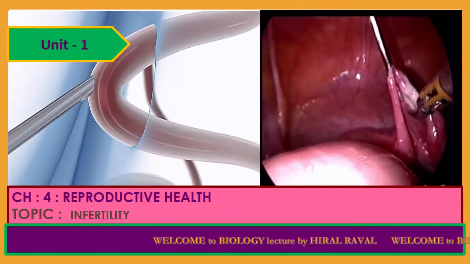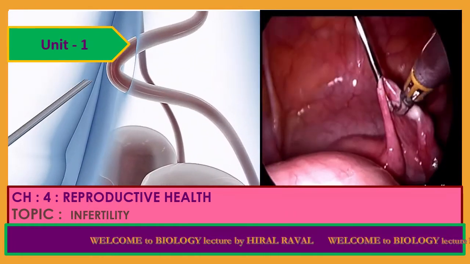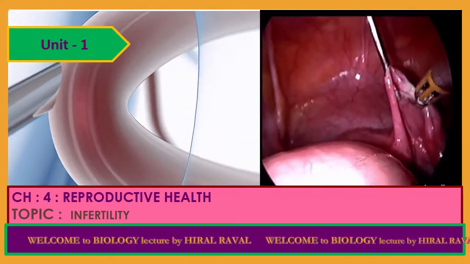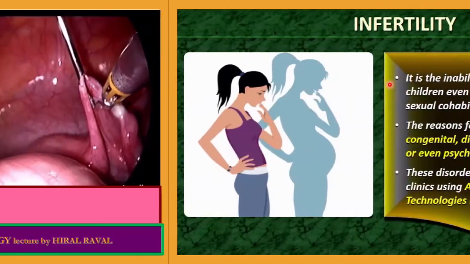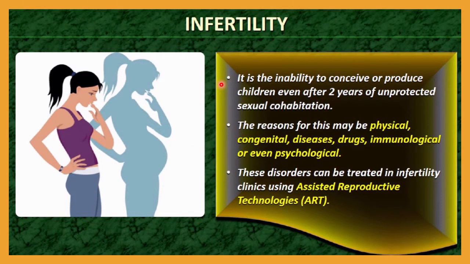Hello students, today we are going to discuss the last topic of this chapter, and that is infertility. First of all, let me define infertility. It is the inability to conceive or produce children even after 2 years. Here you have to remember 2 years, even after 2 years of unprotected sexual cohabitation.